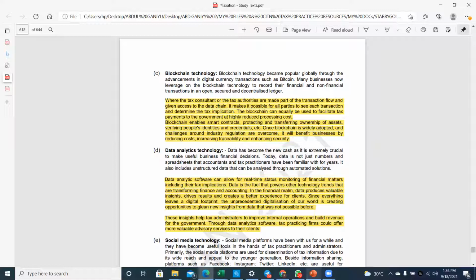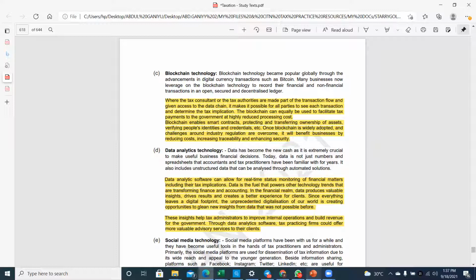Many businesses now leverage blockchain technology to record their financial and non-financial transactions in an open, secured, and decentralized ledger. Recently, we have the electronic Naira, which can also be classified as a product of blockchain technology. Where the tax consultants or the tax authorities are made part of the transaction flow and given access to the data chain, it makes it possible for all parties to see each transaction and determine the tax implication.